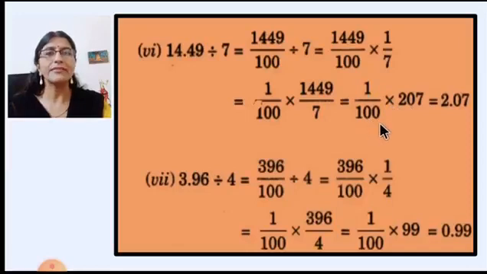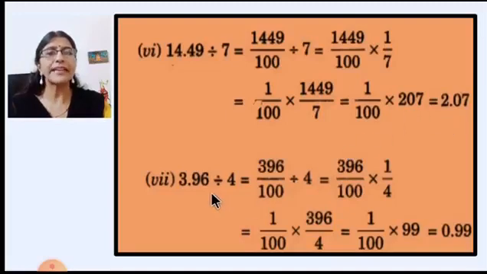And then we will convert it into a decimal number. 2 zeros are there in the denominator. That means you have to divide 207 by 100. So the point will be shifted to the left by 2 places. So you will get the answer 2.07.